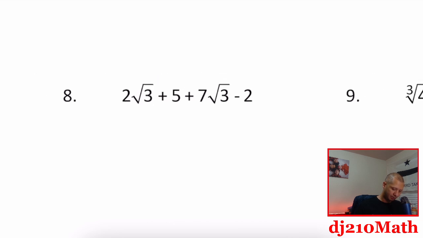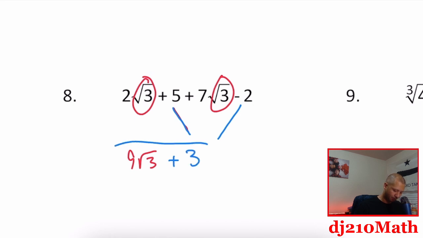8. So here we're combining like terms. We have a root 3 and a root 3. So 2 root 3 plus 7 root 3 is 9 root 3. And then 5 minus 2. 5 minus 2 is 3. Positive 3. As much as we can do.